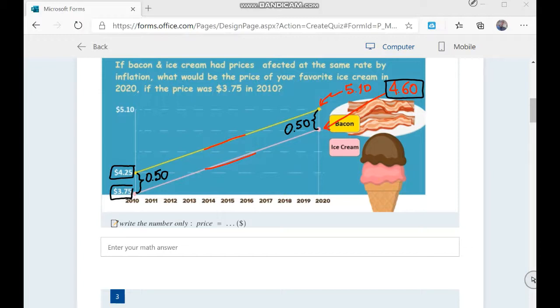If the lines are parallel, you can actually find the answer much quicker by interpreting and realizing the distances here, just interpreting and understanding the graph. So the answer is 4.60.